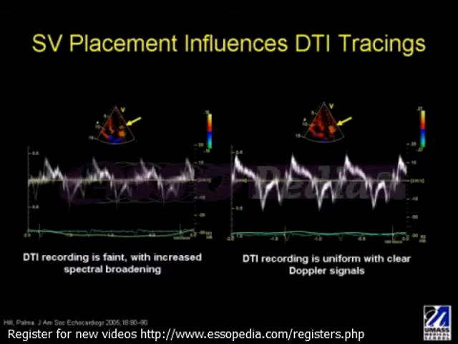Sample volume placement highly influences the Doppler tracings. The DTI tracings to the left demonstrate incorrect sample volume placement slightly below the annulus towards the LV cavity during normal respiration. The DTI waveforms are faint and difficult to measure, as you can see there. Now, if you reposition the sample volume towards the annulus during apnea, you see there is a striking difference between these two waveforms. And in the panel to the right, the sample volume was placed during end-expiratory apnea. Now, the DTI recordings are uniform, they're consistent, they have minimal spectral broadening, and obviously they're easy to measure.